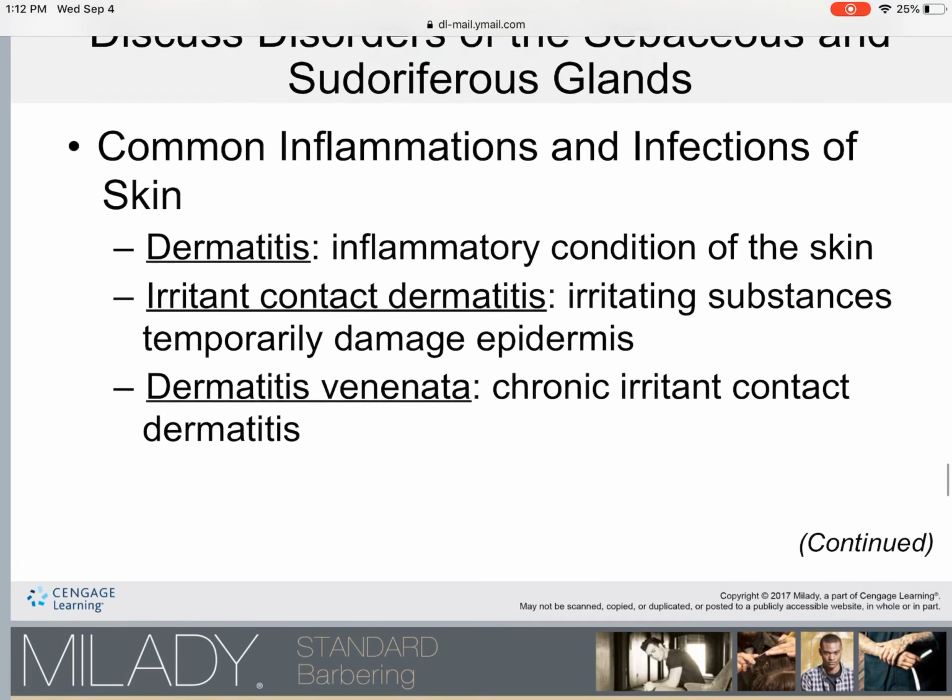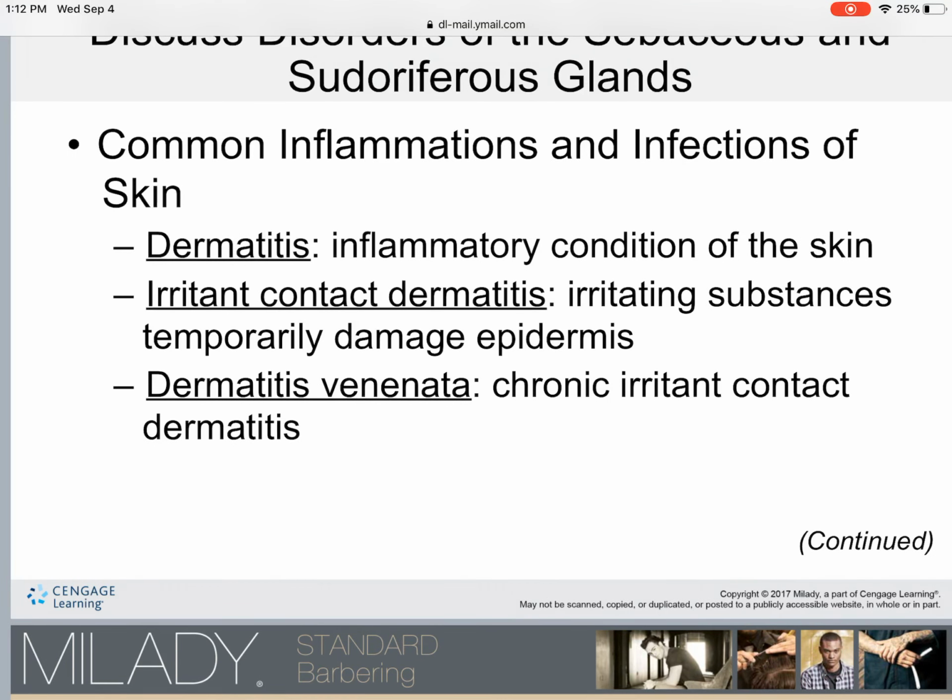Some other inflammations and infections of the skin. Dermatitis is the general term for an inflammatory condition of the skin. The lesions may appear in various forms, such as vesicles or papules. Irritant contact dermatitis is abbreviated ICD. It occurs when irritating surfaces temporarily damage the epidermis.